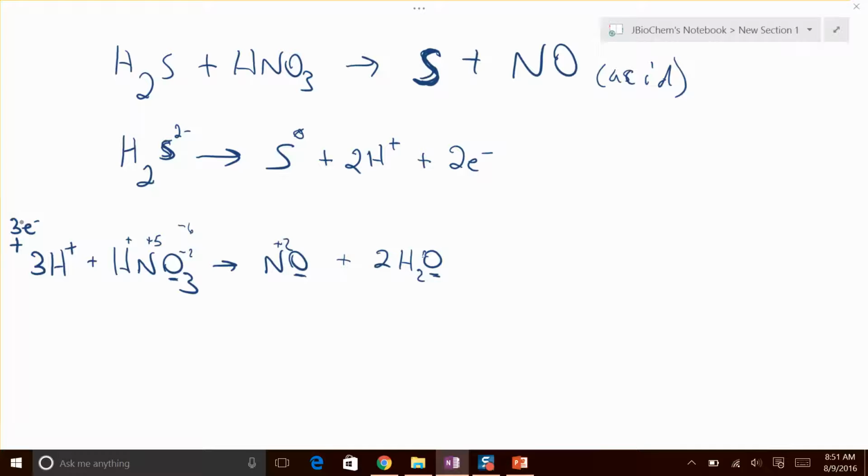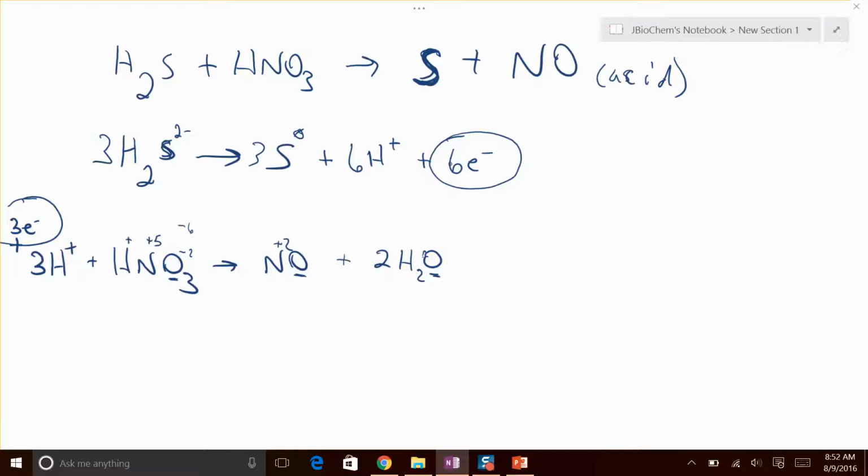All right, so everything's balanced, but now we have to balance them between each other because they're reacting with one another. So the number of electrons that are being lost here have to match the number of electrons that are gained here. So they need to be the same for this reaction to work. I have to multiply the top equation by 3 and the bottom equation by 2. So I'm going to say 3 H2S's, 3 S's, and 6 H pluses gives me 6 e minuses. That's on the top. So I multiplied everything by 3.